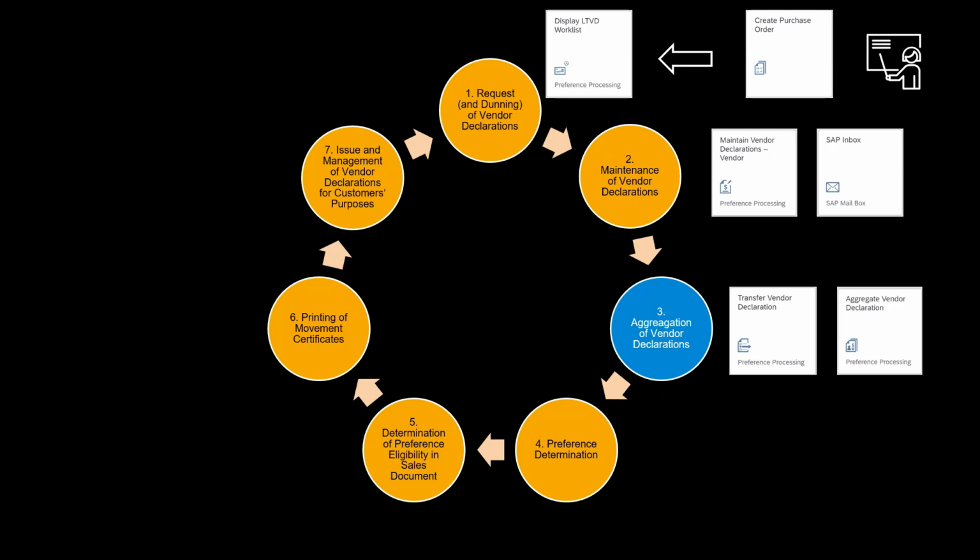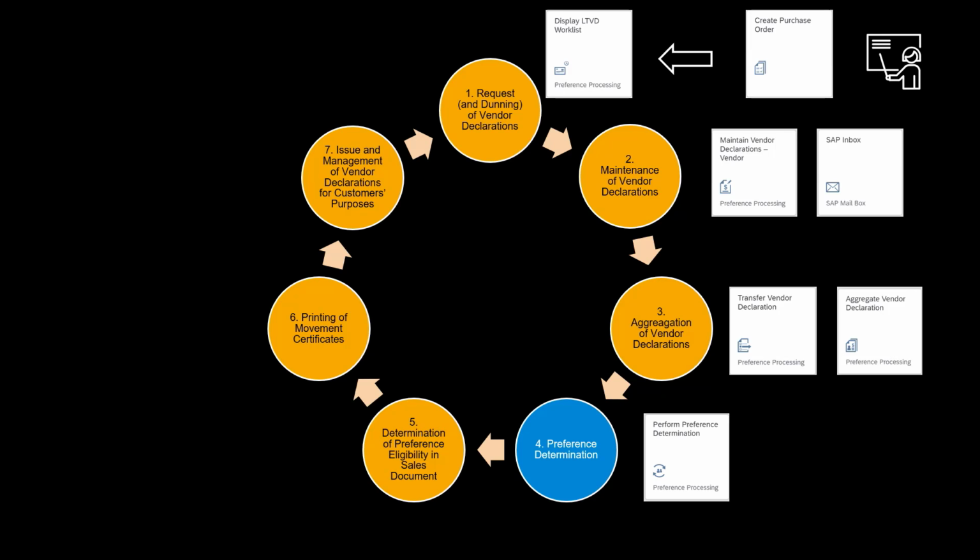To do so, it always applies the worst-case principle. For example, if we procure a material from three vendors and receive positive LTVDs from two of the three vendors, the associated material's aggregated preference status would still not qualify according to the worst-case principle.